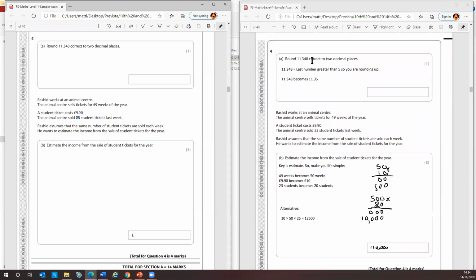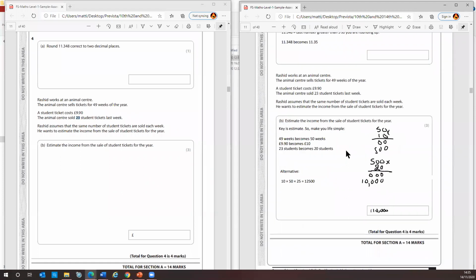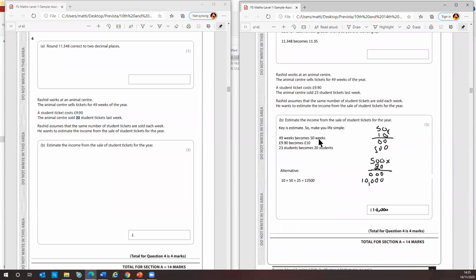Right, so here we go. There's your decimal places. Because that number is 8 at the end, we're going to go up. So when they're saying 2 decimal places, you're going to be looking at whether the 3rd decimal place is a number 5 or above. If it's 5 and above, your 11.34 is going to become 11.35. If it's below 5, your 11.34 will remain at 11.34. This one, key, 49 weeks becomes 50 weeks, £9.90 becomes 10, 23 becomes 20. Makes nice and round numbers for you, okay?